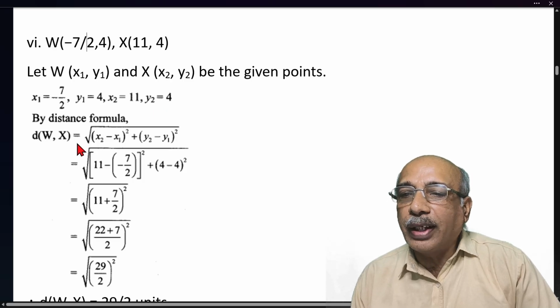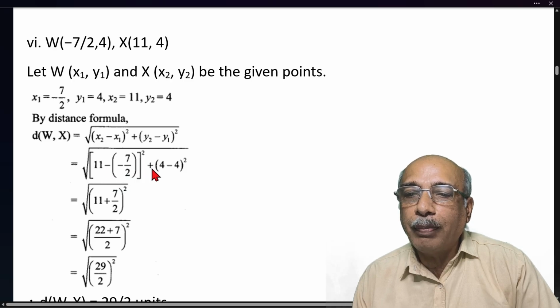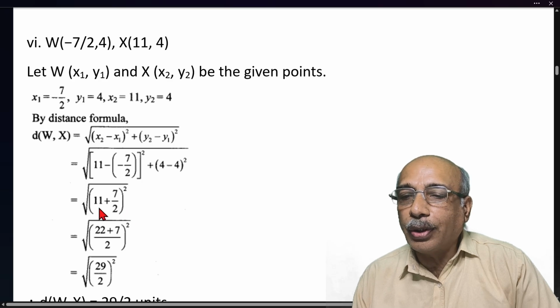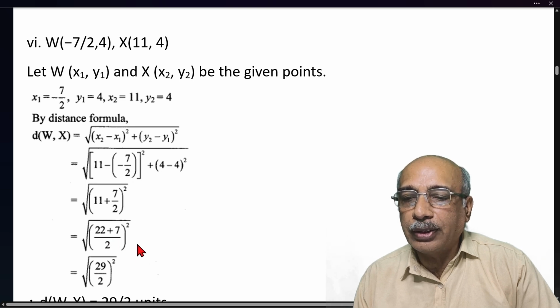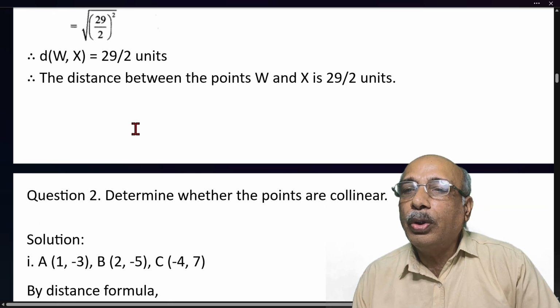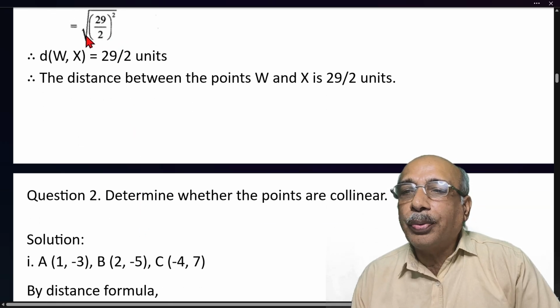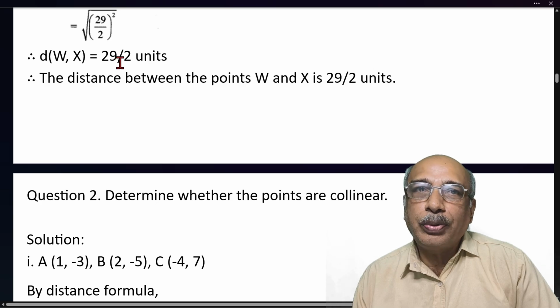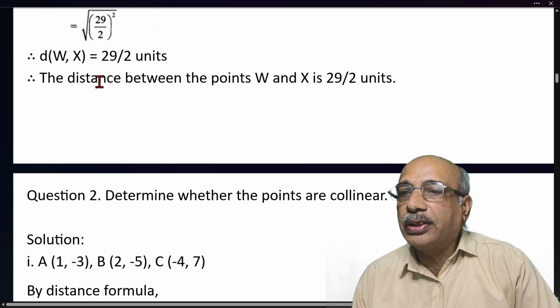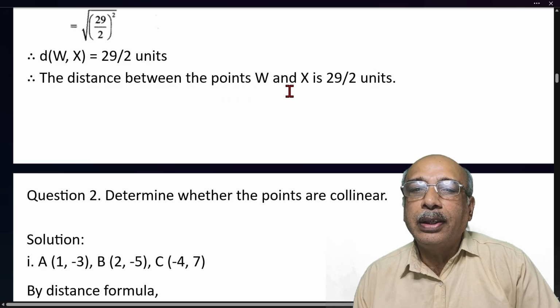Therefore, distance WX equals, substituting the values here, square root of (11 minus (minus 7 by 2)) whole square plus (4 minus 4) square. Here the y coordinates give 0. So only the x coordinate, 11 plus 7 by 2 whole square. Simplifying it, you will get 22 plus 7 upon 2, that is 29 by 2 whole square, and its square root equals the number itself, that is 29 by 2 units. Therefore, the distance between the points W and X is 29 by 2 units.